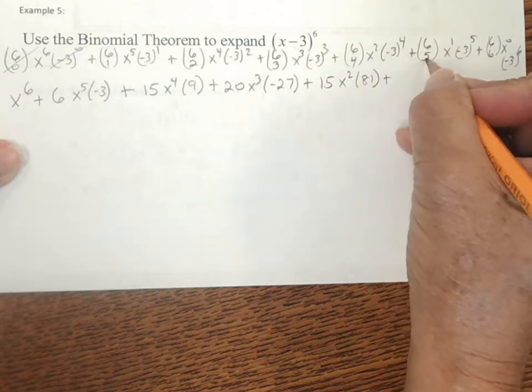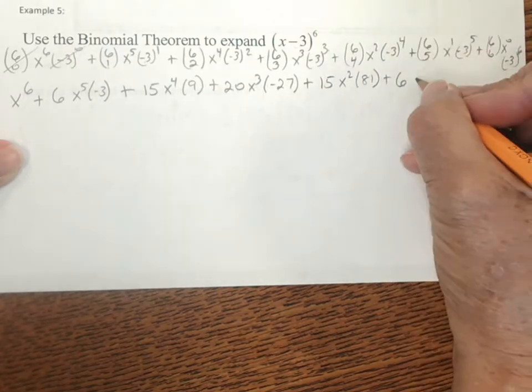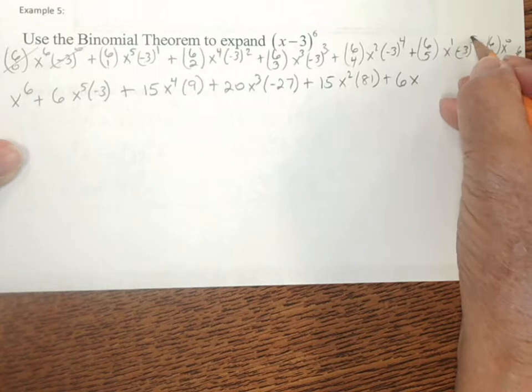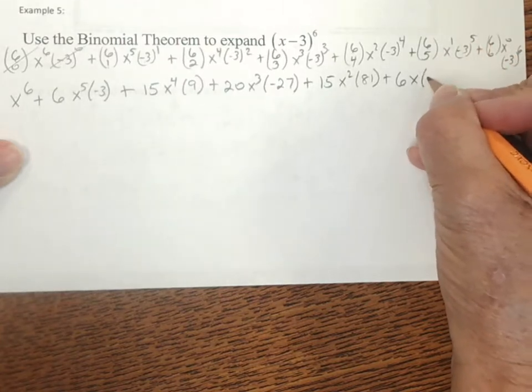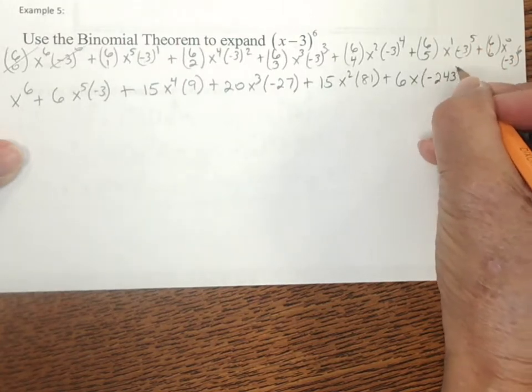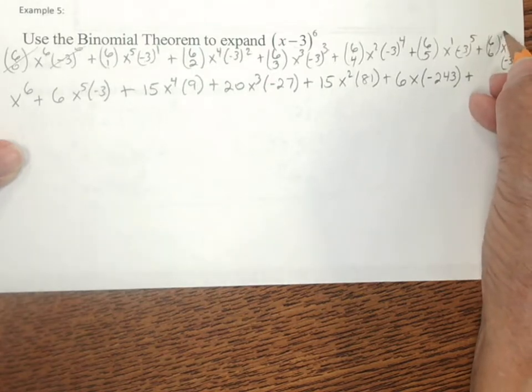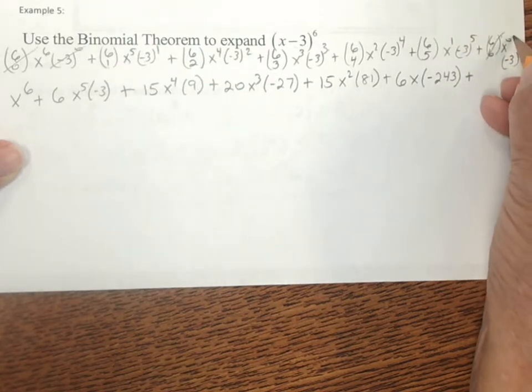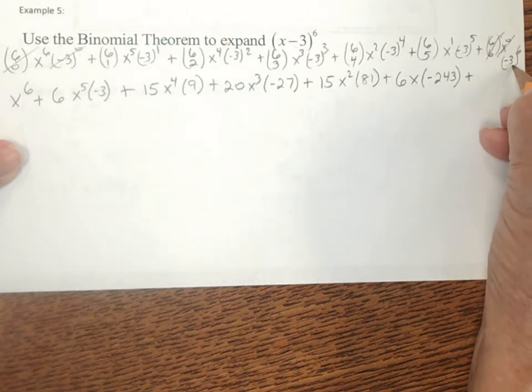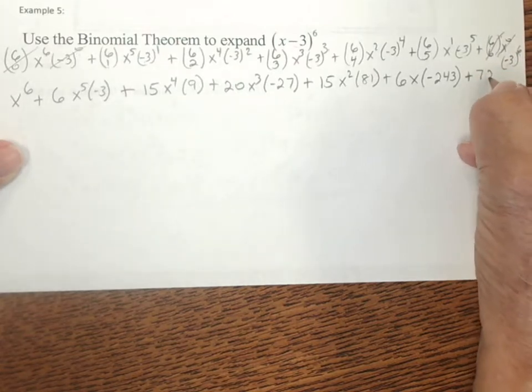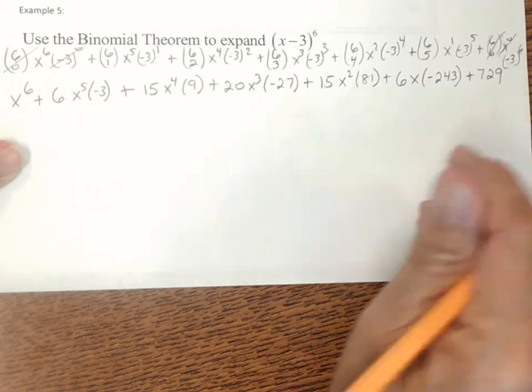Plus 6 taking 5 at a time, that's just a 6. X. Negative 3 to the 5th is going to be negative 243. Plus 6 taking 6, that's just a 1. X to the 0 is 1, so it's just negative 3 raised to the 6th power, so 729.